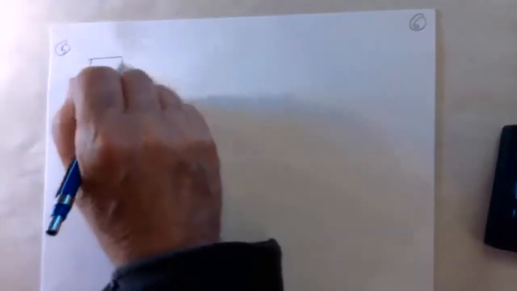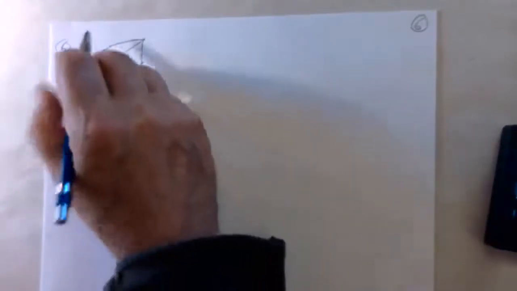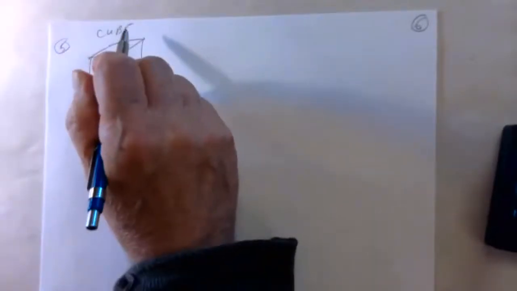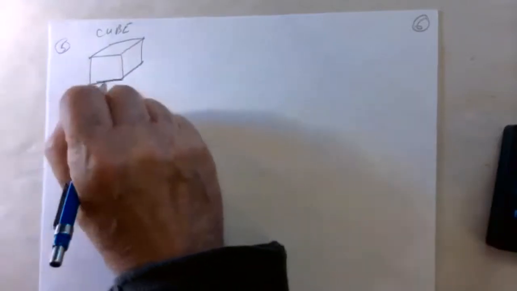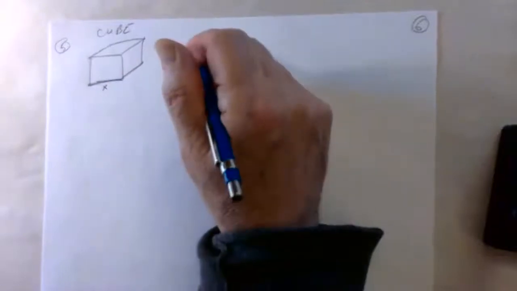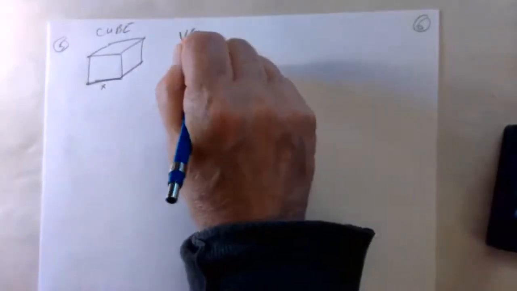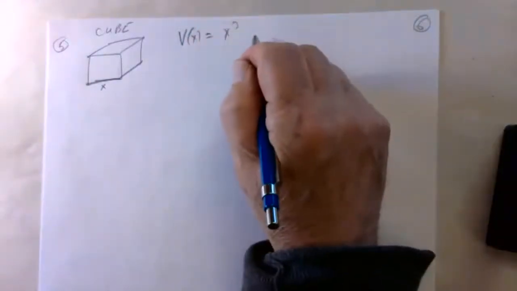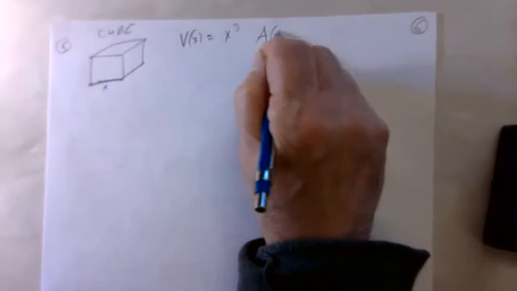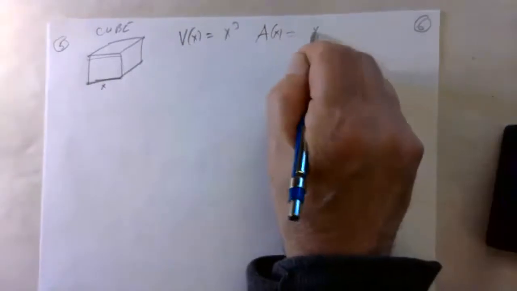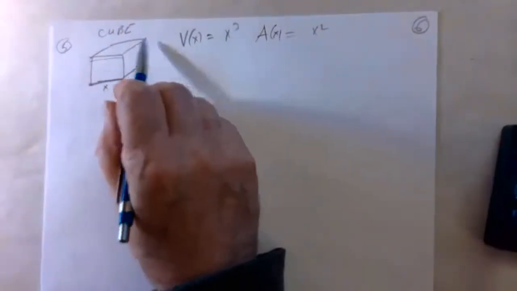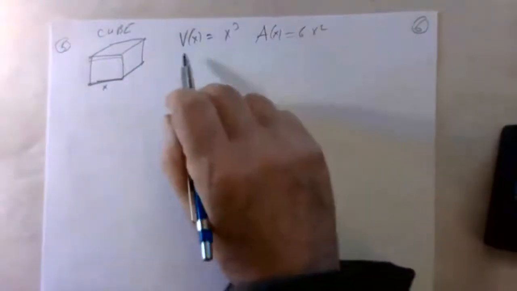Okay. The next problem is a related rate problem. So we have a cube. And let's say the side of the cube is x. So the volume as a function of x is x cubed, and the surface area as a function of x, well, each side's a square of side x, so each side has area x squared, and there's 6 sides, front, back, top, bottom, left, right, 6x squared.